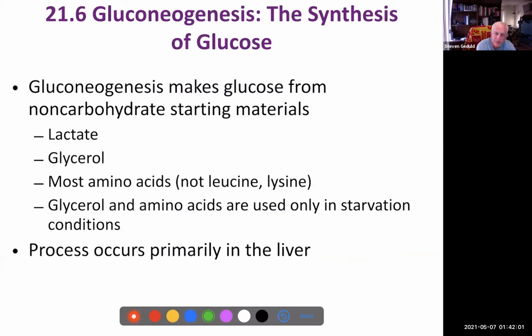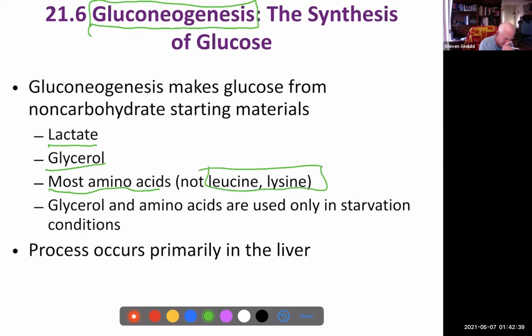Now, the opposite of glycolysis is gluconeogenesis. Gluconeogenesis is the making, or the synthesis, of glucose. So now we're going to make glucose. Instead of breaking it down to provide energy, now we're going to make glucose so we can store it. Gluconeogenesis makes glucose from non-carbohydrate starting materials. So from non-sugars, this makes glucose, like lactate, glycerol, and most amino acids, except for lysine and leucine.